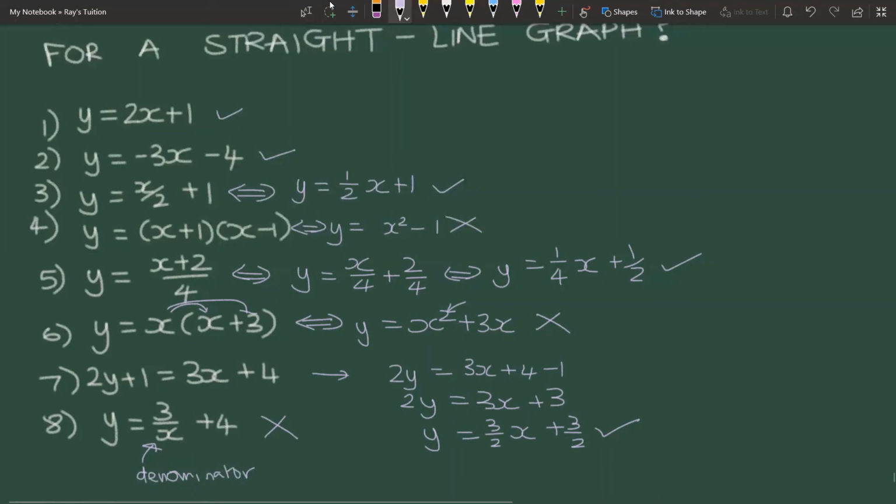So here were a few examples where I looked at the equation and saw whether it was the equation of a straight line graph, and I hope that you have understood how we identify a straight line graph from the equation. Please watch the next video for more information on straight line graphs.